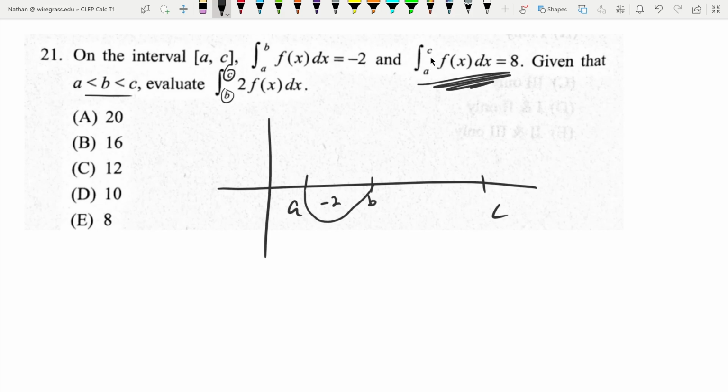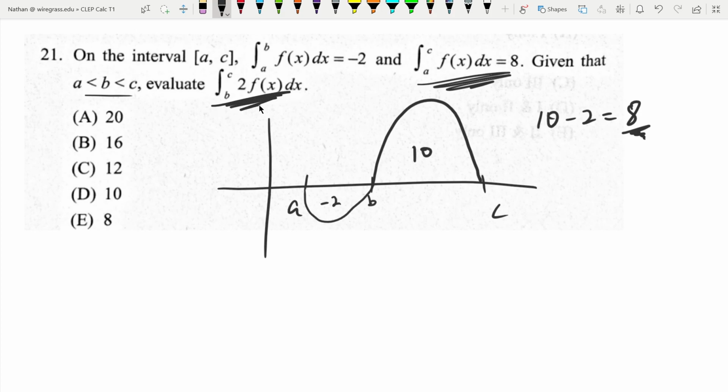Well, if this says A to C is 8, then that means it has to include this -2 portion. And if the total area is going to be 8, then that means this portion here has to be bigger than 8 because we have to take 2 off of it. So it's going to look something like this. It's going to be a bigger portion on top, and this has to be 10 total, because if the total area from A to C underneath the curve is only 8, then you have to go 10 minus 2 equals 8. That's what it gives us there. So that's the key thing to keep in mind. That's the key tricky point in this question.